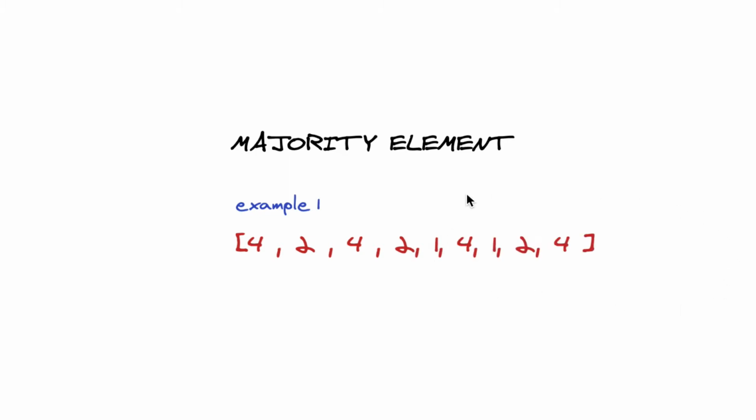In this example, there's also no majority element, despite the fact that 4 appears 1, 2, 3, 4 times. There's 1, 2, 3, 4, 5, 6, 7, 8, 9 total elements. So it still doesn't constitute the majority, even though 4 is the mode.